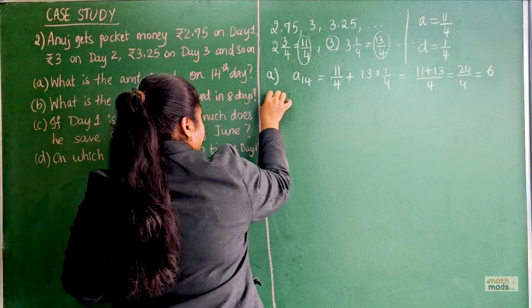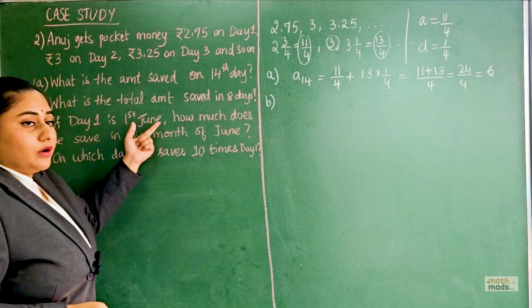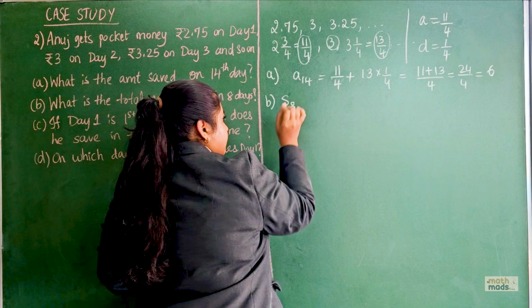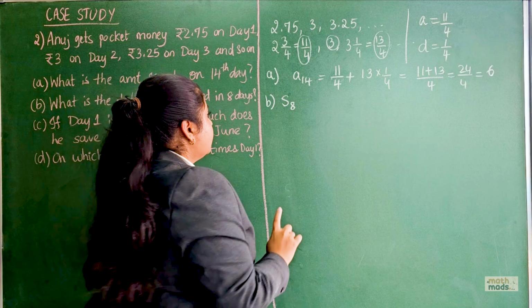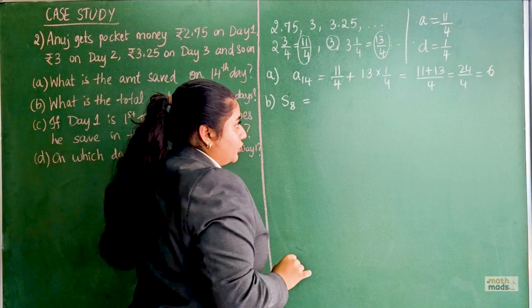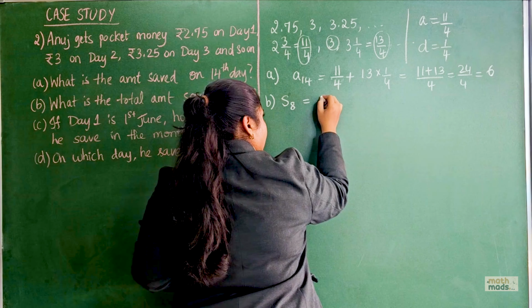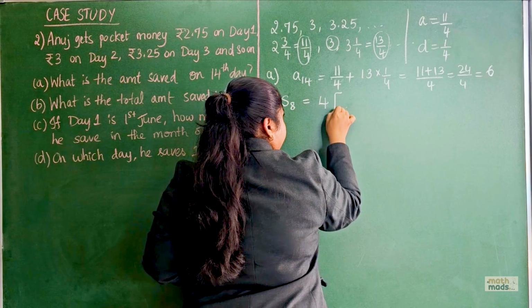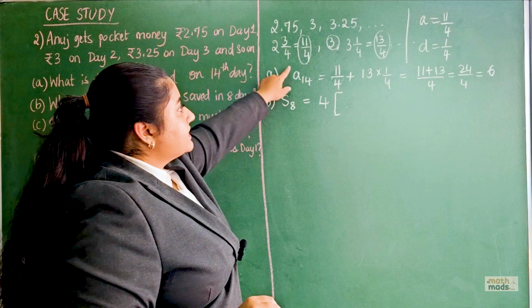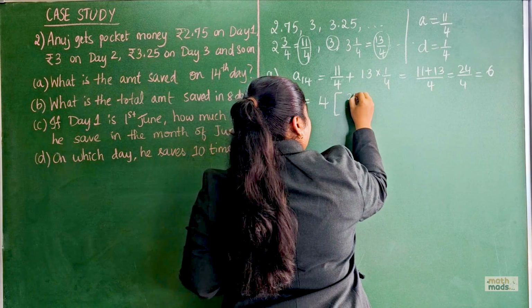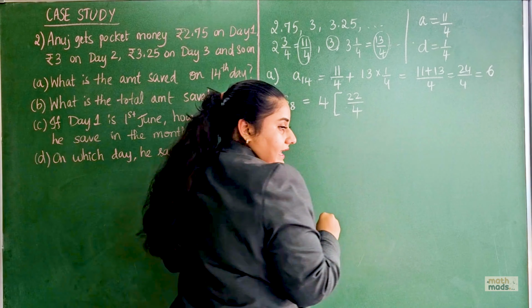Now let's go to the second question. What is the total amount saved in 8 days? So I have to find S8, that is the total amount saved in 8 days. So we know the formula for the sum up to n terms is n/2. So n is 8, so n/2 is nothing but 4, into 2a. So a is 11/4. If I multiply by 2, I am going to get 22/4. Let me retain it as it is.